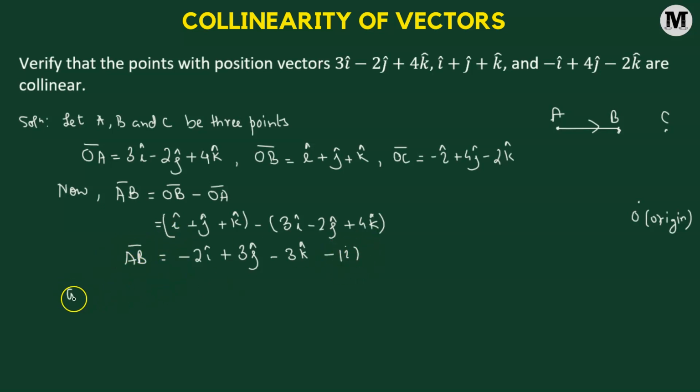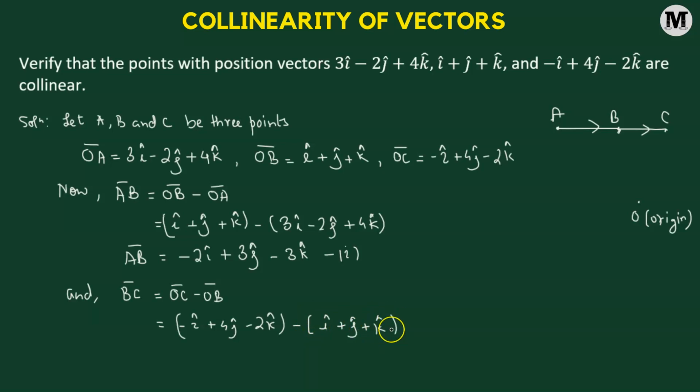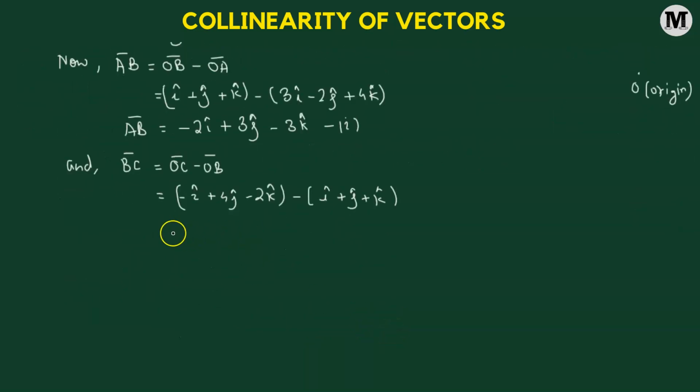Next, we'll find the vector BC. The BC vector can be obtained by joining points B and C with a vector going from B to C. Using the definition of the position vector, we have OC minus OB. That is negative i cap plus 4j cap minus 2k cap, and from here we subtract the position vector of point B, that's i cap plus j cap plus k cap. This will be equal to negative 2i cap plus 3j cap and then negative 3k cap. Let this be number 2.